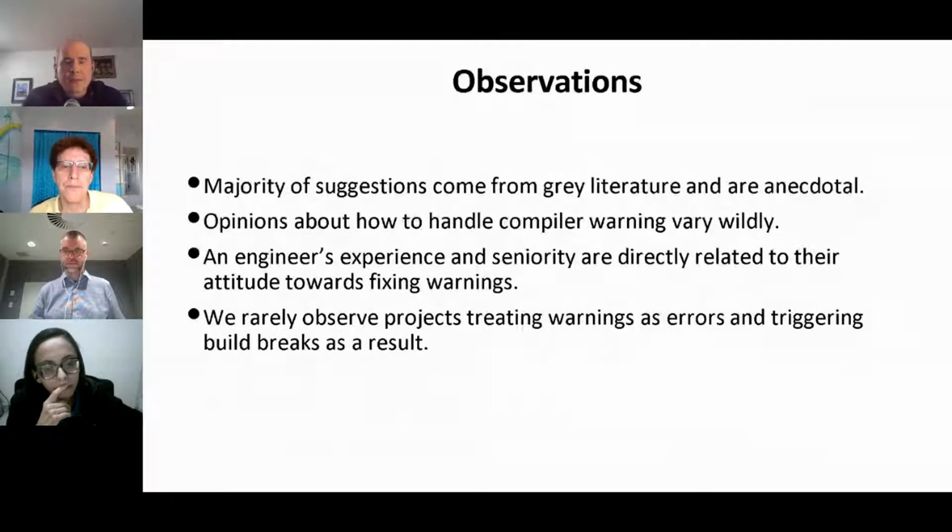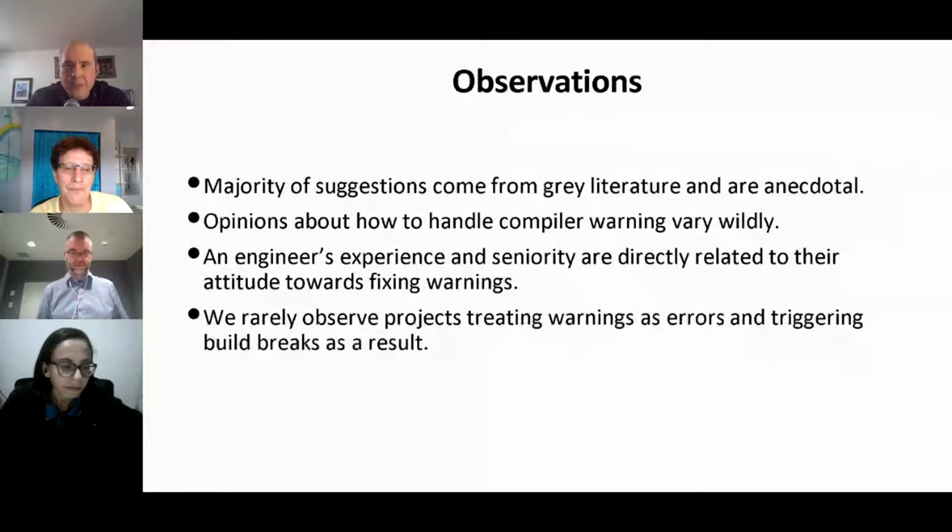Most of the guidance comes from gray literature, for example, books like Code Complete or Writing Secure Code. What we have also observed is that the more senior engineers are, the more inclined they are to fix warnings. For example, people who have spent days, weeks, or sometimes even months tracing down bugs which could have been prevented by fixing integer overflow warnings are much, much more receptive when it comes to putting in work and fixing the warnings.